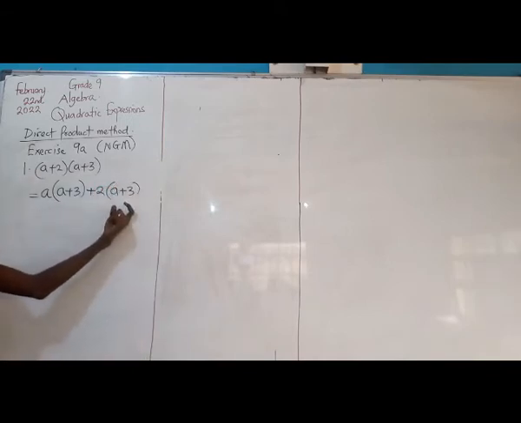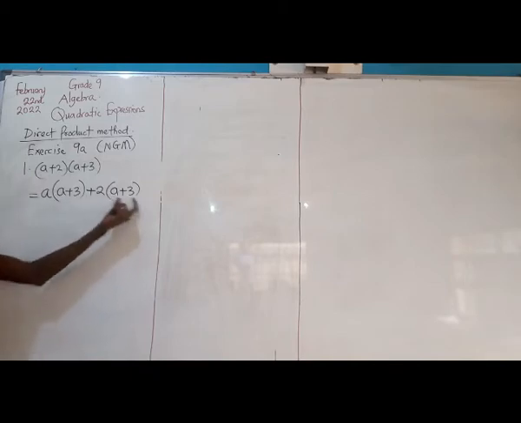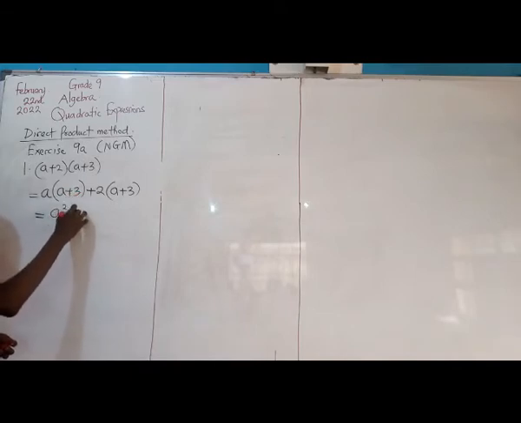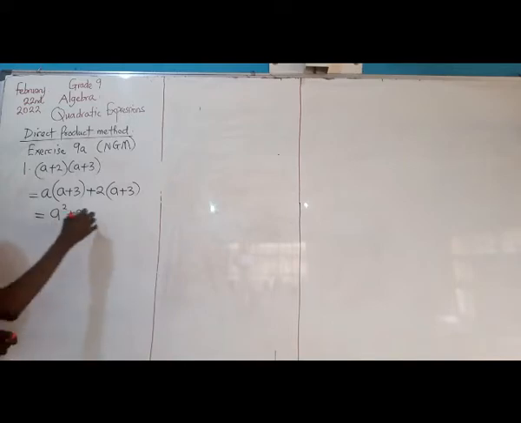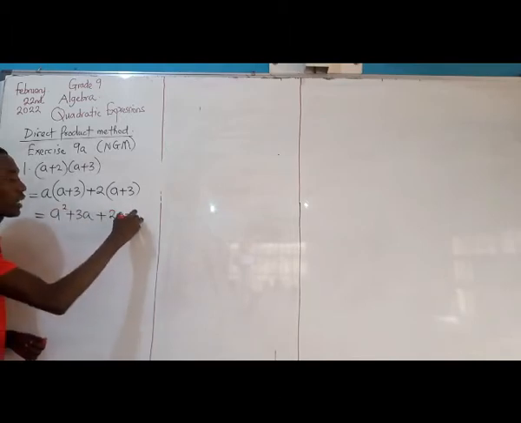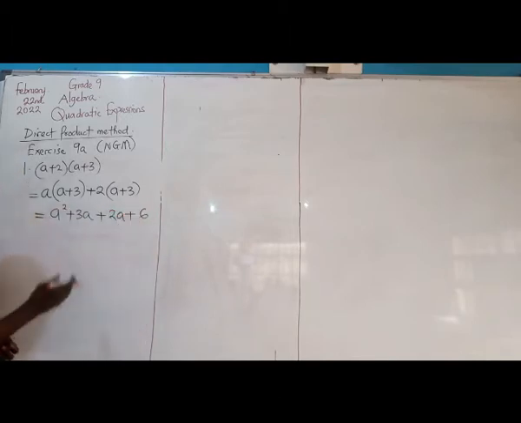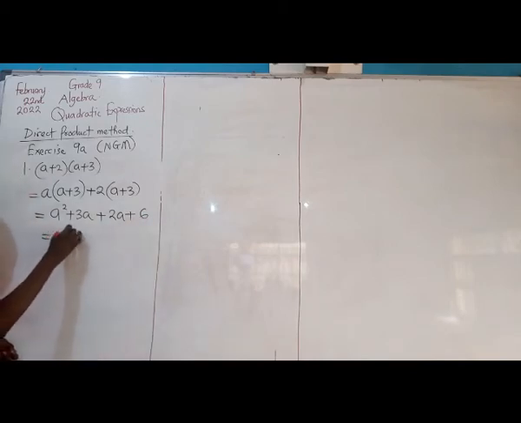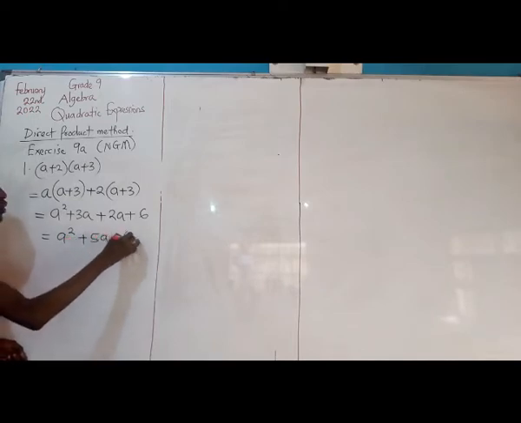So this is what you're going to obtain. You notice that the container will appear twice. And with that you can expand. A times A will give me A squared, and A times 3 will give me plus 3A. Pay particular attention to the sign. Plus 2 times A gives me 2A, and then 2 times 3 gives me 6. At this point, we try to collect like terms. And what would that give you? A squared plus 5A plus 6.